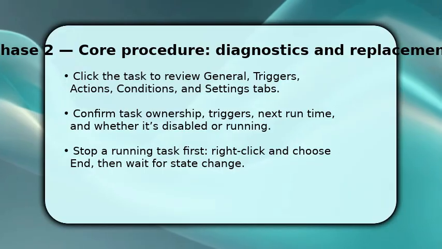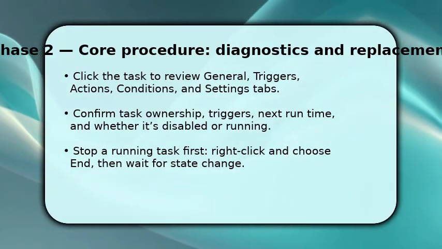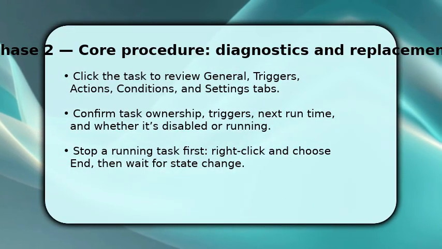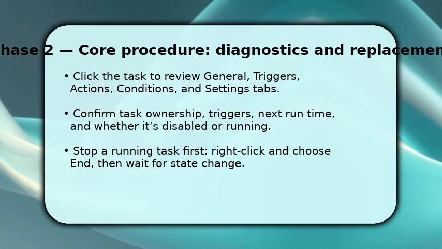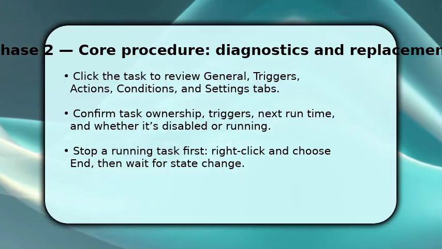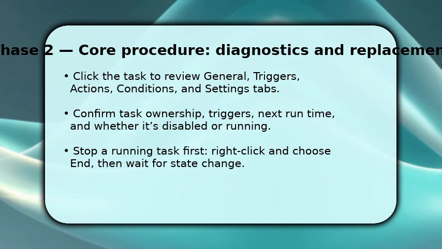If it's running, right-click and choose End, then wait until the state changes to Ready or Disabled. If the task uses system accounts or has multiple triggers, double-check ownership and dependencies so you don't break automation elsewhere.